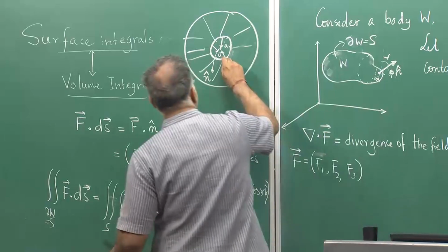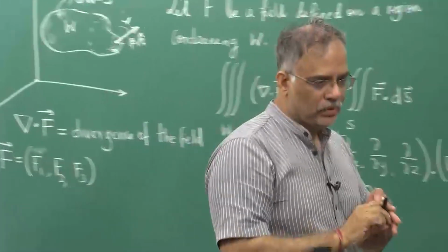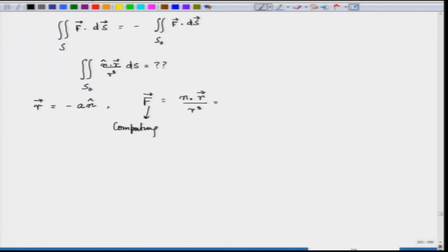So this is my S naught and this is my boundary S. I am trying to find the field values on the boundary, computing values on S naught. I can write this as n dot minus a n, over r cube, where r is a on that S naught sphere, so it is a cube. So it is minus a n dot n by a cube, but n dot n is 1, since n is a unit vector. So it is minus a by a cube, that is minus 1 by a square.